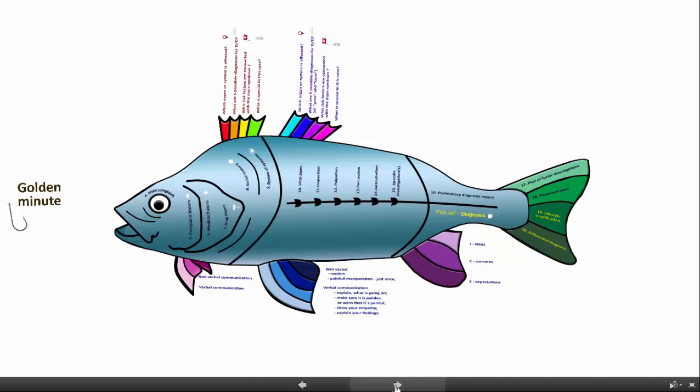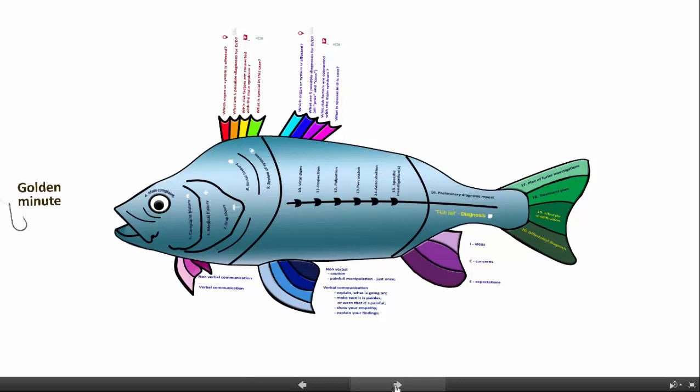Look, the fish has several fins, and these fins are very important. As for the upper fins, they are four very important questions which you usually ask yourself after performing the history taking. The other upper fins are also four questions to ask yourself after the physical exam.